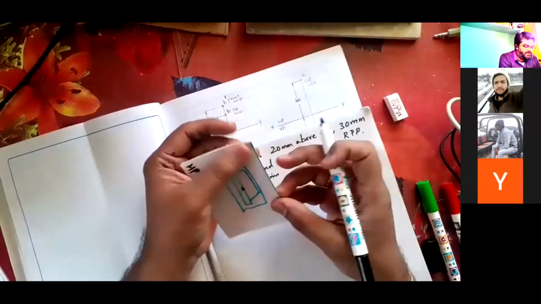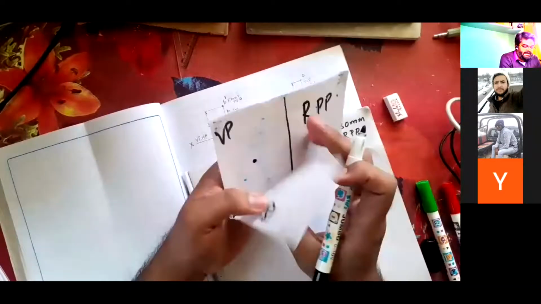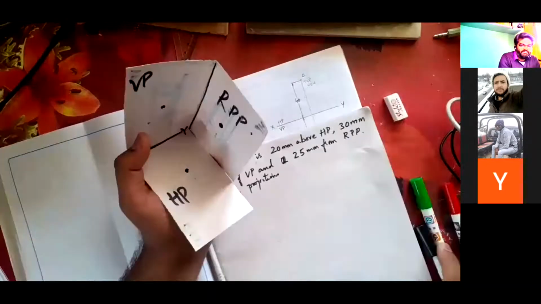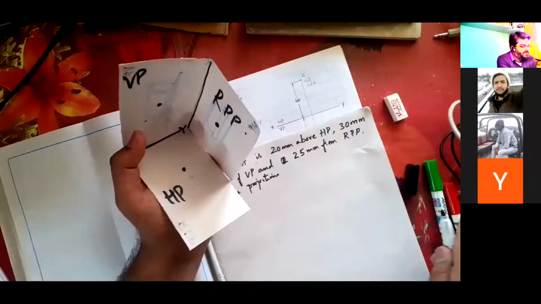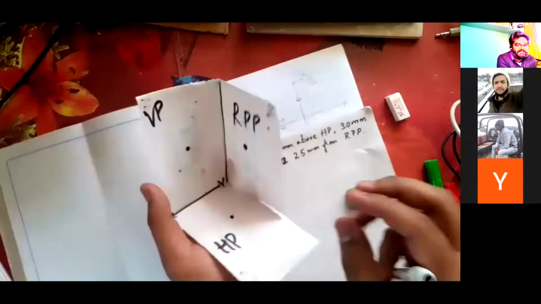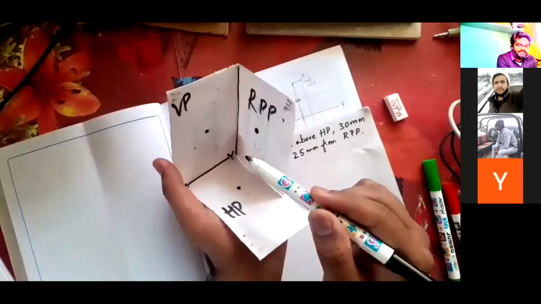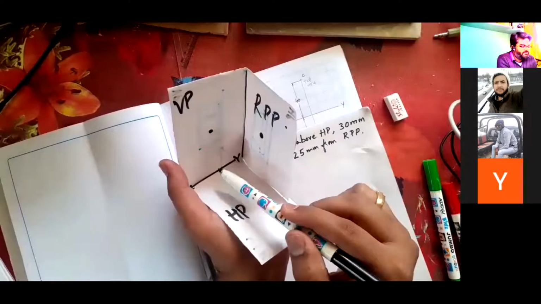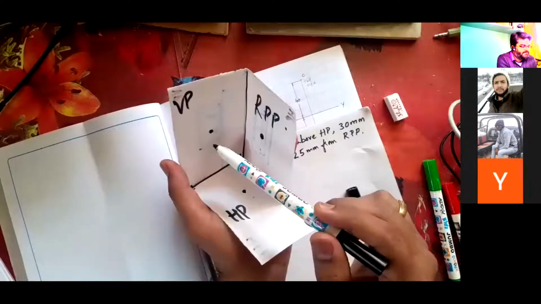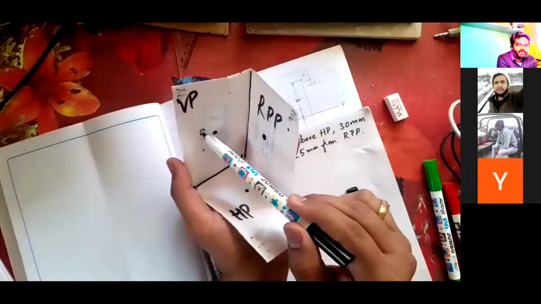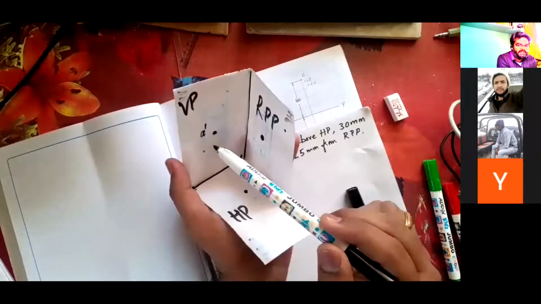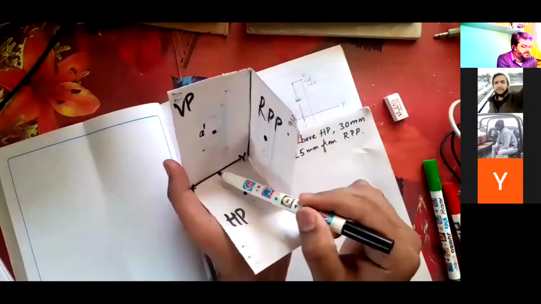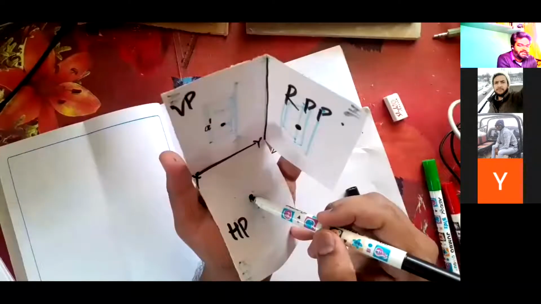Always in the first quadrant, this is the position. As in the problem RPP is given, I am taking an RPP, right? This RPP I am taking. There is a point somewhere here in the three-dimensional space. It is at a distance of 20 mm above HP, so its front view will be somewhere here. I am representing its front view. Same way, this point is 30 mm in front of VP. In front of VP, this distance A is 30 mm.